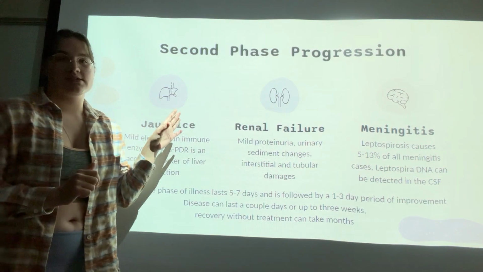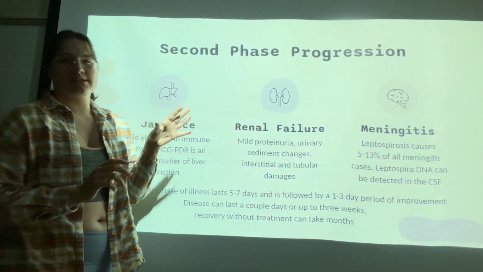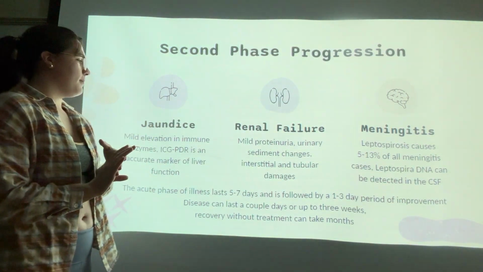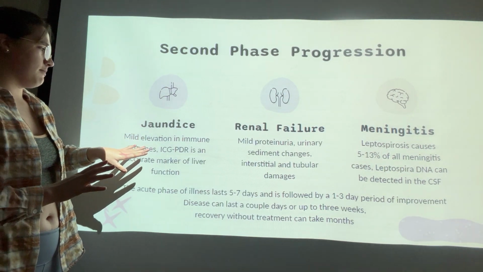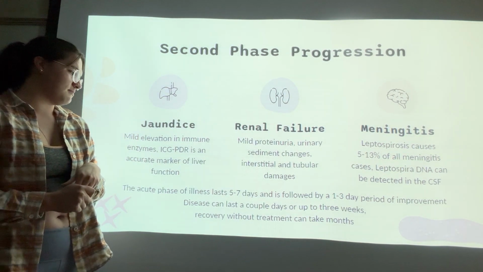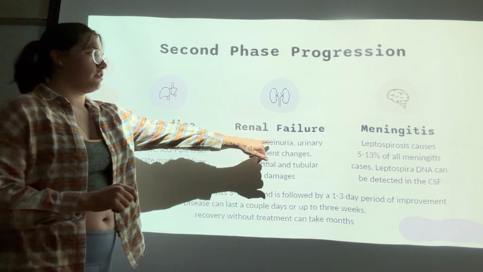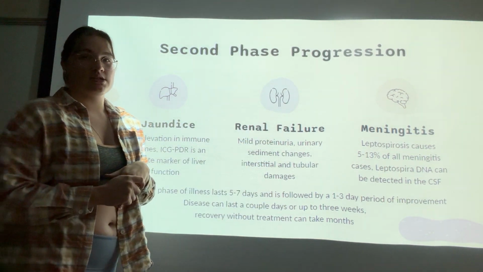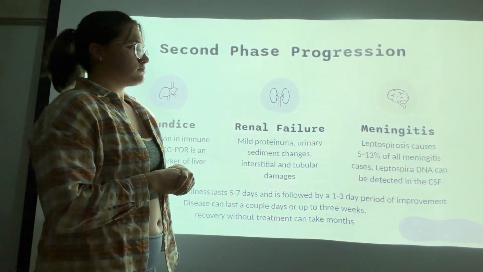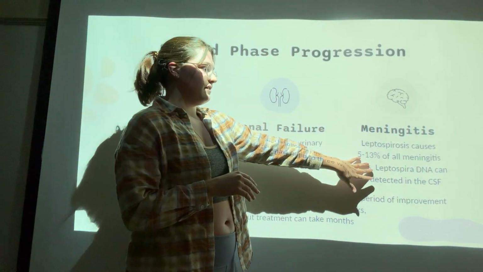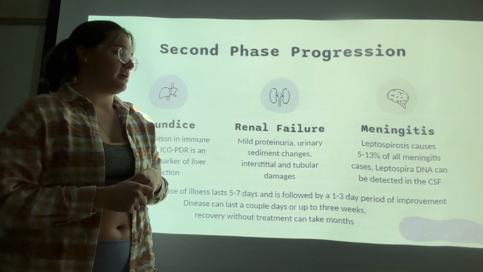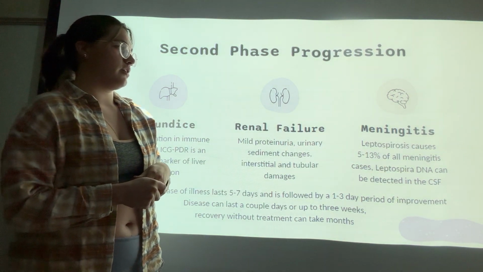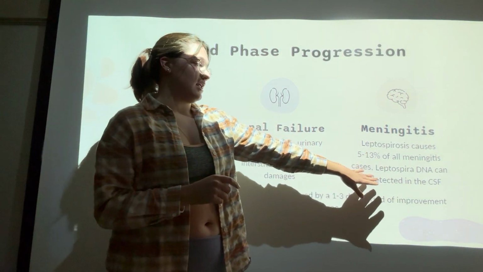So the second phase is a lot more severe. The second phase can also include jaundice, but it would be a mild elevation in the liver enzymes. The renal failure, which is kidney failure, which would cause sediment changes in urine. And then meningitis, which would be 5 to 13% of all meningitis cases, where the Leptospira DNA can be detected in the cerebrospinal fluid.